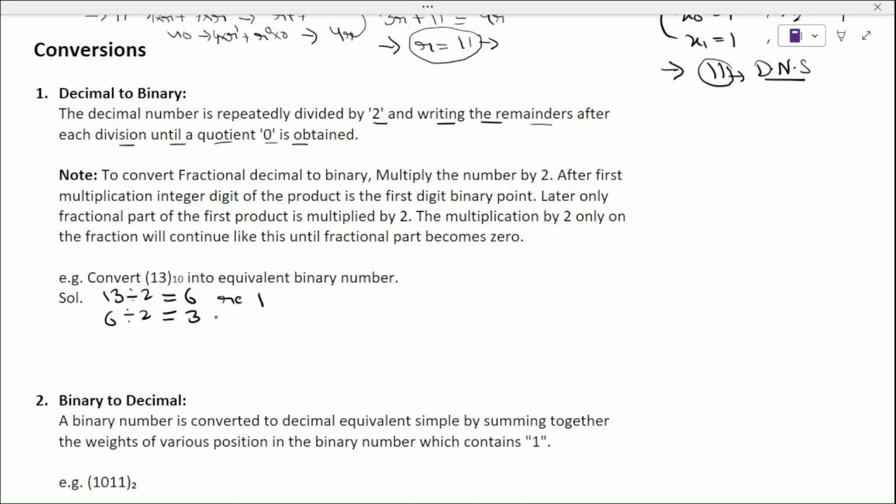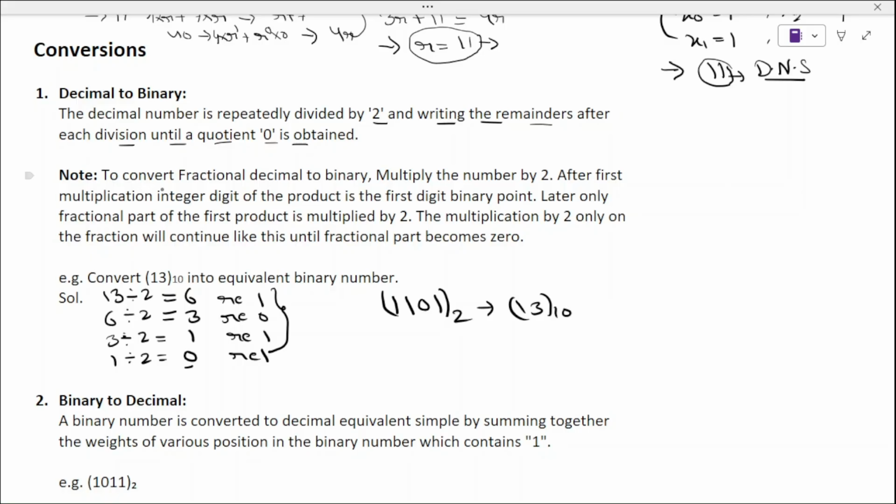6 divided by 2 is 3, remainder is 0. 3 divided by 2 is 1, remainder is 1. 1 divided by 2 is 0, remainder is 1. So the quotient 0 is obtained and we have received the remainders. We have to write the remainders in this fashion: 1, 1, 0, 1. So this is the binary number equivalent to 13 in the decimal number system.